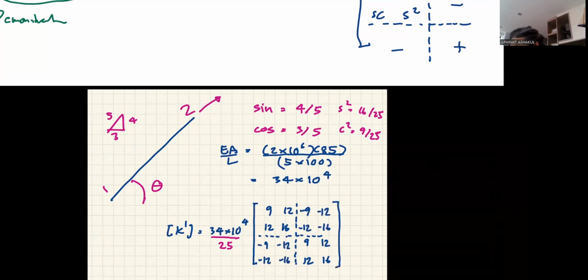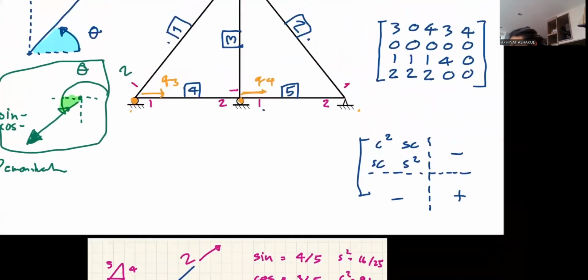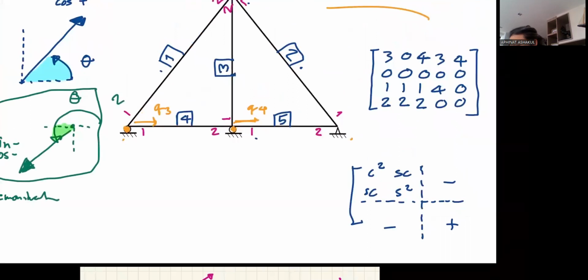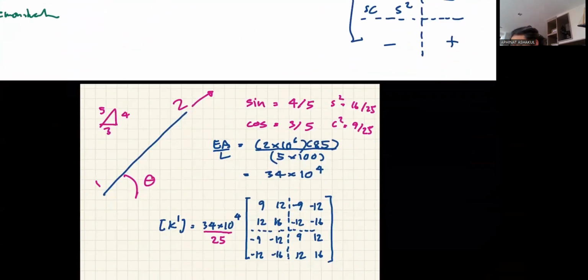Okay, and we have the code here, which maybe I can change the color a little bit so that we are aware of this. So the code is green. For member number 1, here is our code, 3012. Now you can impose the code here: 3, 0, 1, and 2.